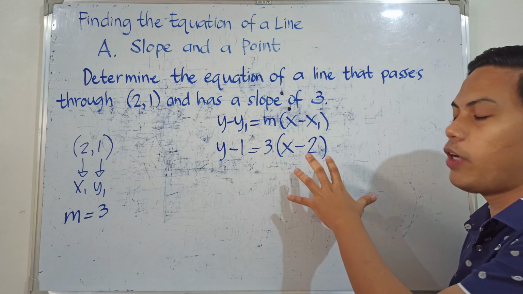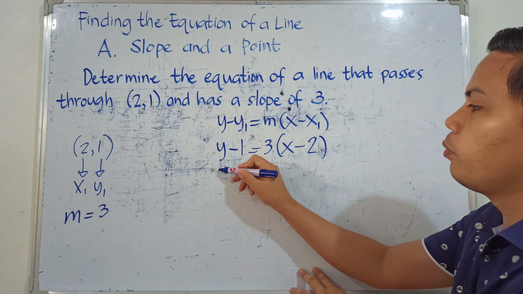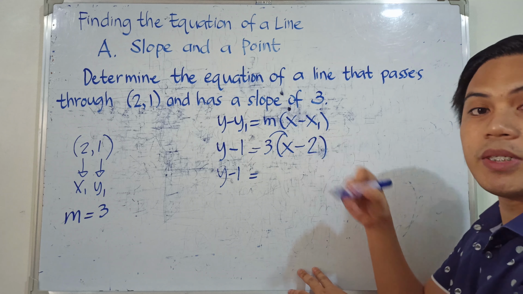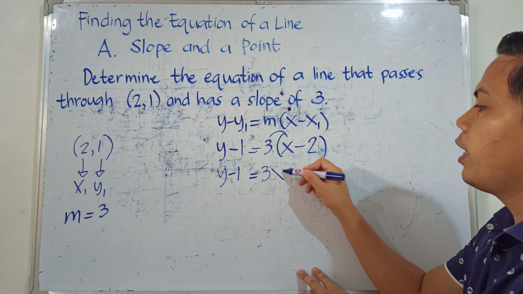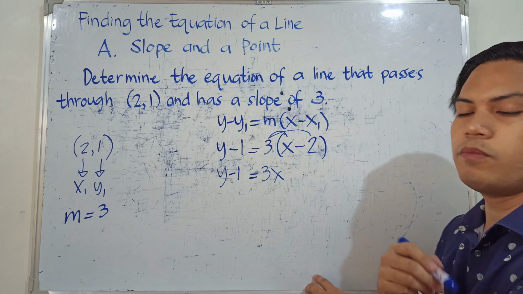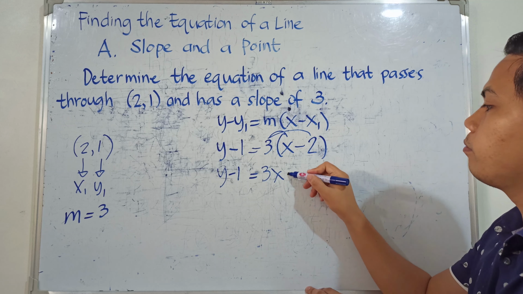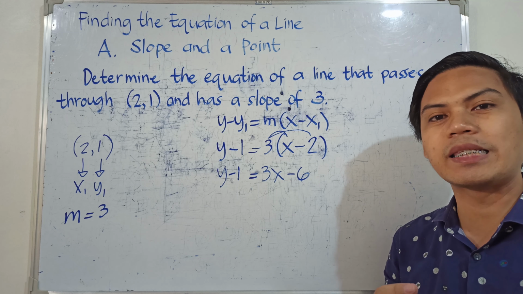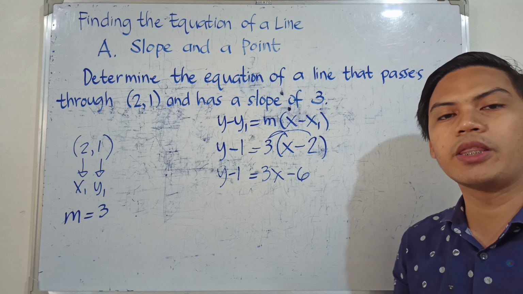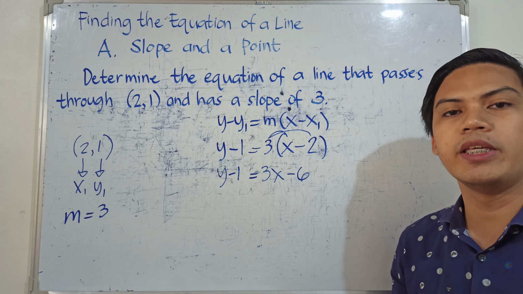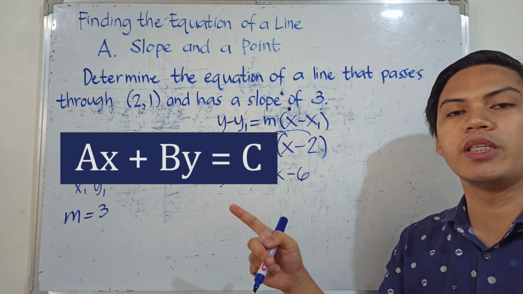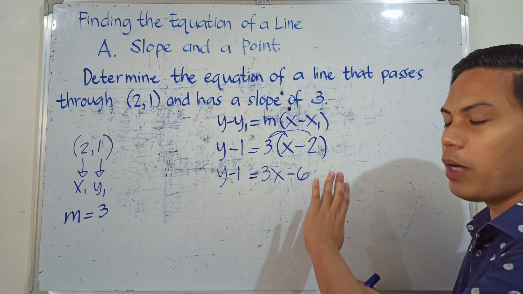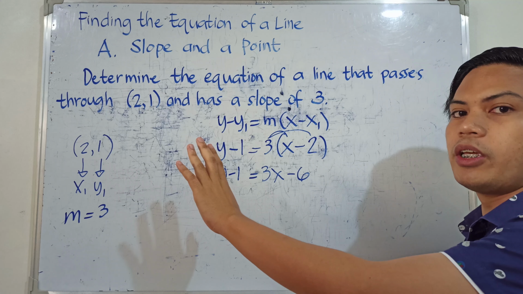Next, we're going to simplify the right side of the equation. So, we will have y minus 1 is equal to 3 times x, that is 3x, and 3 times negative 2, that is negative 6. Now, a final answer should be written in standard form. As we all know, the standard form of a line is ax plus by is equal to c. Okay. So, kailangan natin ilipat si x at saka si y sa left side ng equation.